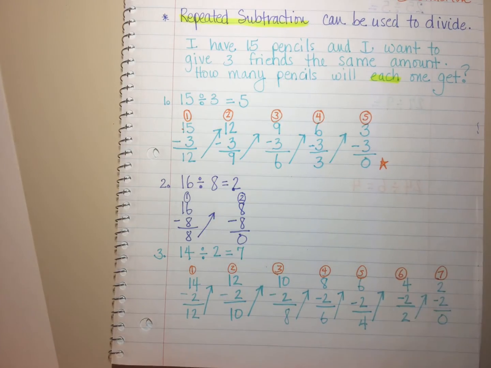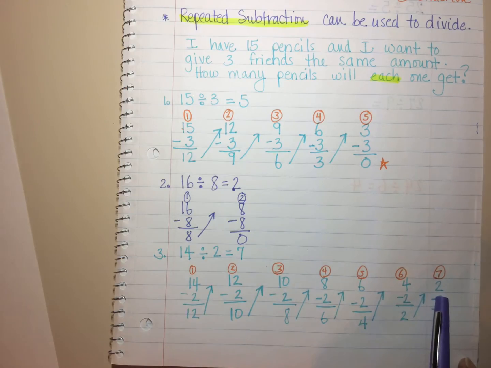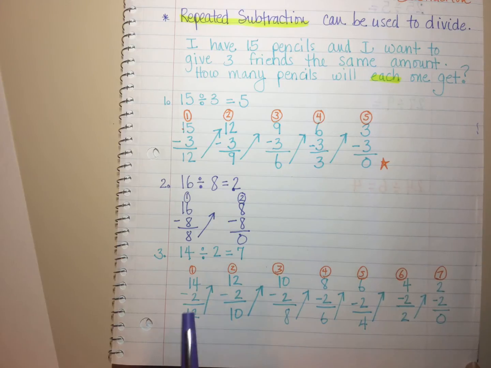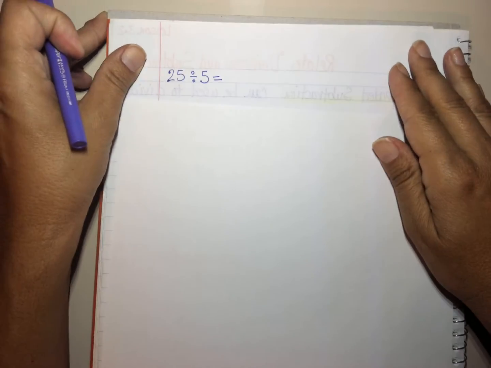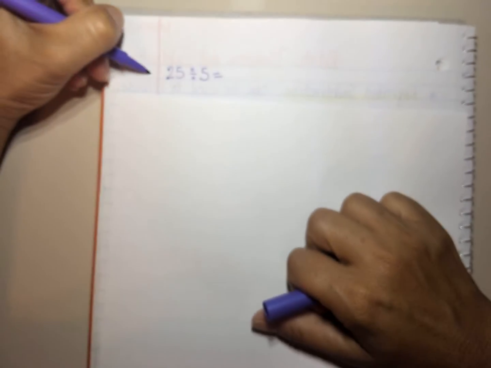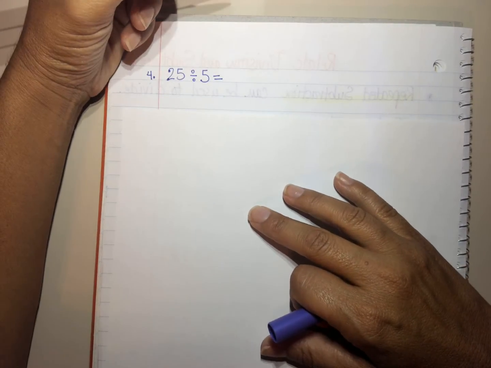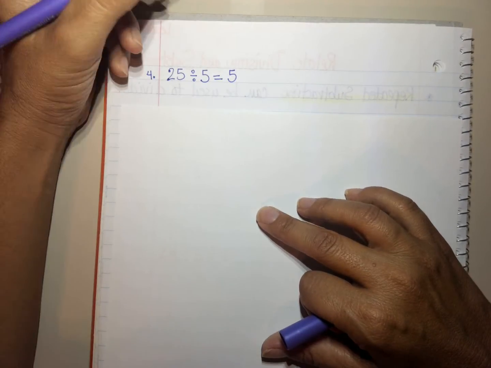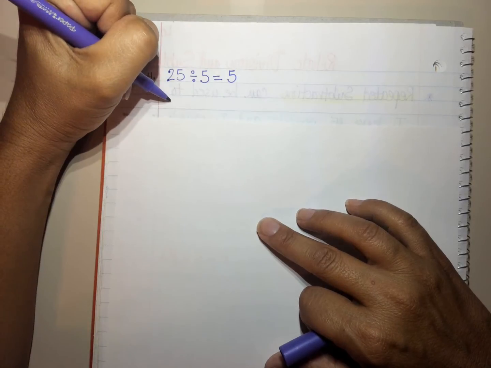Okay, for the remaining examples, I am not going to number them because I think you've got the idea. Your divisor happens to be the number you're always going to subtract. And once you get to 0, you count how many times you subtracted the divisor. This is our 4th example, 25 divided by 5. If you're thinking of the fact family, you've memorized that 5 times 5 equals 25. There's your quotient. Here goes.